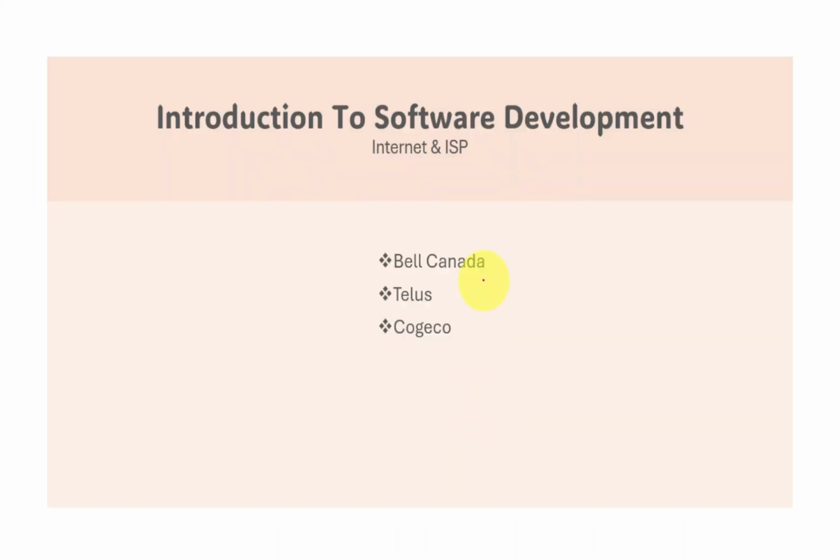Now, like I said, about Canada. In case you move to Canada, in Ontario, and you want an ISP where you can get the internet, you go to them. So ISP stands for Internet Service Provider, okay?